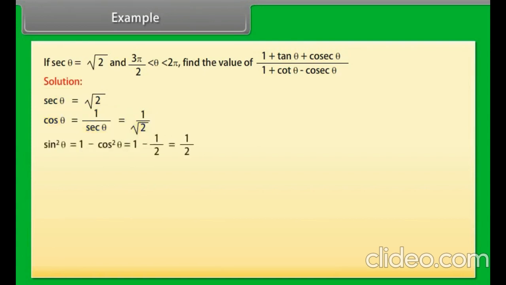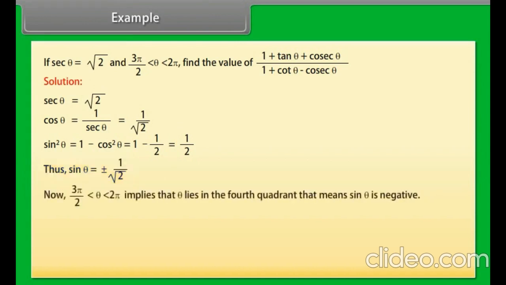Sin square of theta is equal to 1 minus cos square of theta, which is 1 minus half, equal to half. Thus, sin of theta is equal to plus or minus 1 by root 2. Now, 3 pi by 2 less than theta less than 2 pi implies that theta lies in the fourth quadrant. That means sin theta is negative. Sin of theta is equal to minus 1 by root 2.